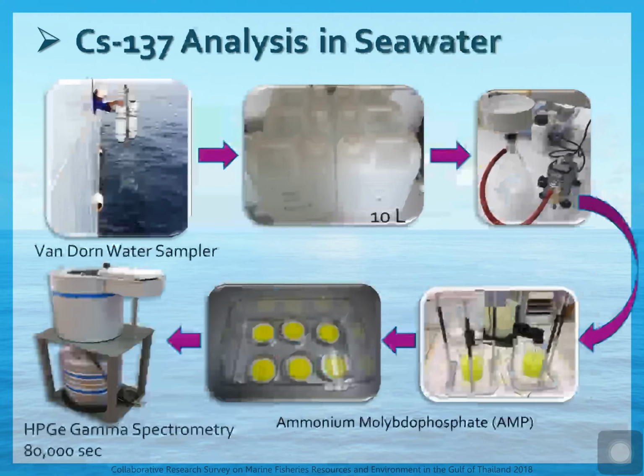Secondly, we analyzed the cesium-137, which is one of the artificial radionuclides of interest in seawater. We also use the 10 liters of seawater. We use the ammonium molybdophosphate or AMP technique to prepare the cesium-137 to be counted using the gamma spectrometry with a counting time of 80,000 seconds.